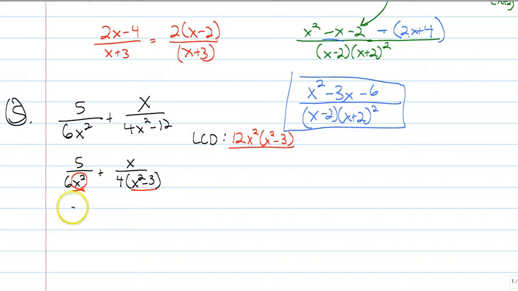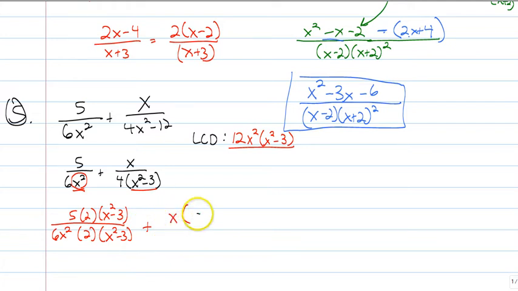So for this first piece, I have 5 over 6x squared, and I need to get to 12. I need to multiply the tops by 2 and 2, and then I need this x squared minus 3. So I also have to multiply by x squared minus 3 on the top and the bottom, and that is now okay.